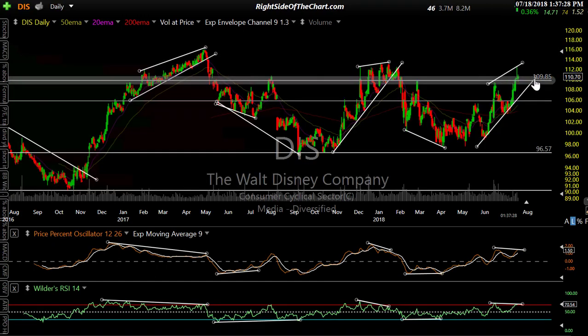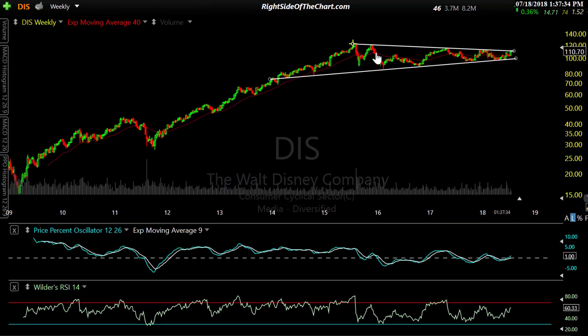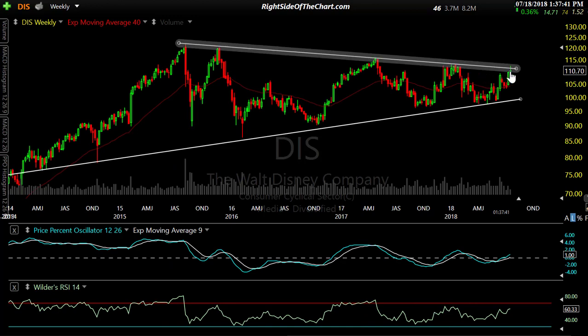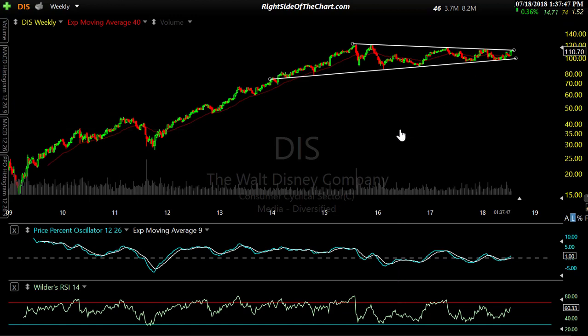Disney, negative divergence. There's the uptrend line. May want to work its way a little higher. I can see that, but I wouldn't chase that one now either. And it's also at the top of this pattern here, this triangle pattern. So there's your lines to watch. Bullish if it can really put this line in the rearview mirror with conviction. Bearish if it breaks this uptrend line there.